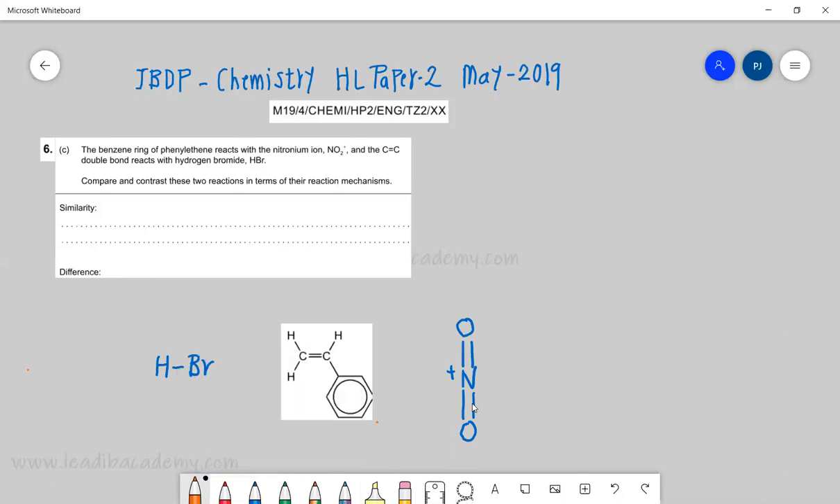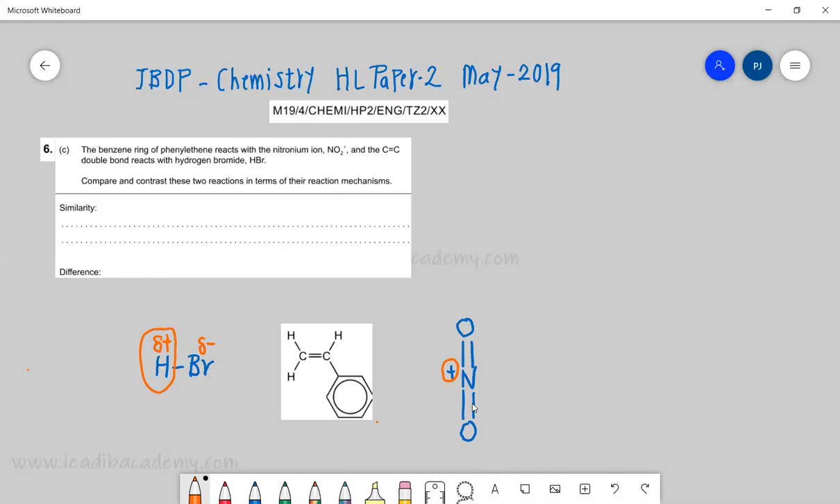First of all, in hydrogen bromide, bromine is more electronegative, so it is going to draw the electron from the hydrogen, making it polar. While in the case of the nitronium ion, it is already plus. Probably you have already got the hint of what we are talking about: both are electrophiles.